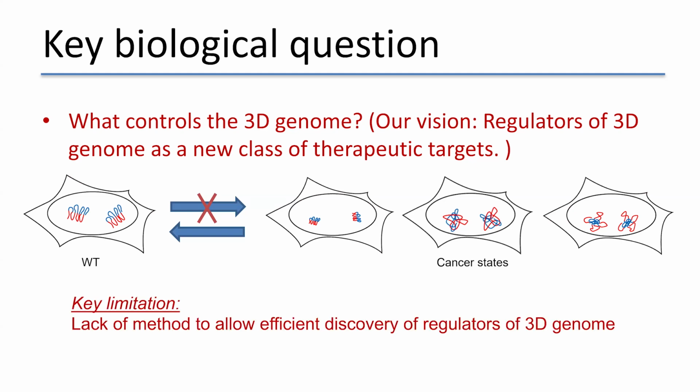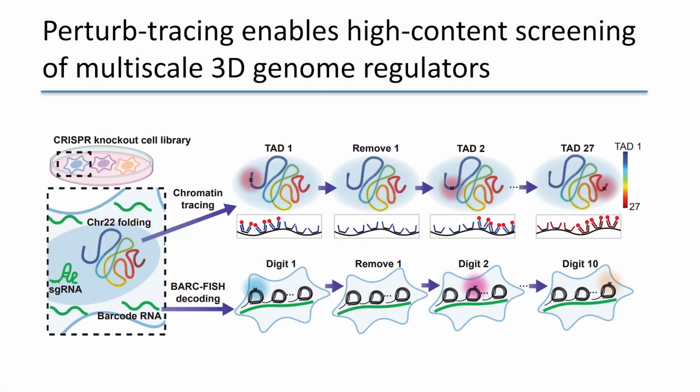But a key limitation here is there is a lack of method to allow efficient discovery of regulators of the 3D genome, especially across the many different length scales that I talked about. In this work, we set out to address exactly this technical limitation. To tackle this, we developed perturb-tracing, which enables high-content screening of multi-scale 3D genome regulators. This technique combines 3 cutting-edge technology modalities.